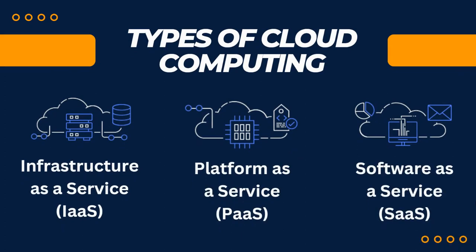Types of cloud computing. The three main types of cloud computing include infrastructure as a service, platform as a service, and software as a service. Each type of cloud computing provides different levels of control, flexibility, and management so that you can select the right set of services for your needs.